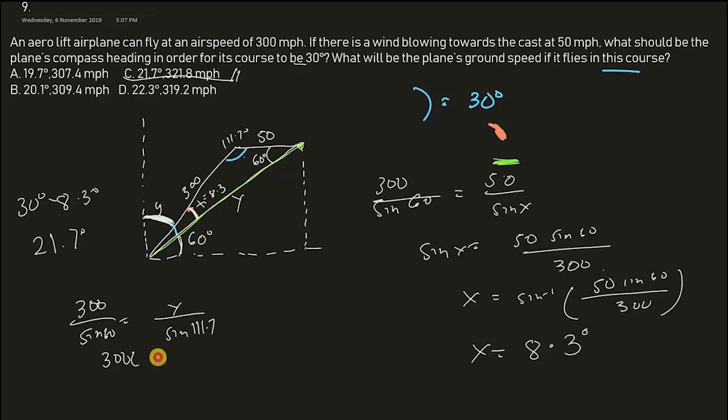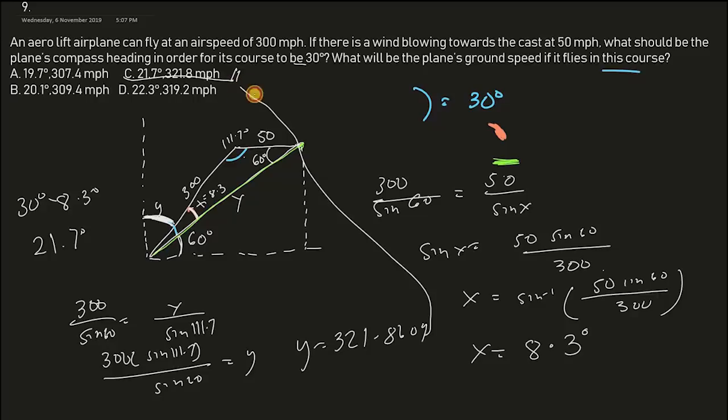That's most of the kabilang side. That's 300 times sine 111.7 over sine 60. That's equal to y. Solving that, using your calculator, that's 300 sine 111.7 divided by sine 60. Y is equal to 321.8609. So, basically, our answer C is tama.